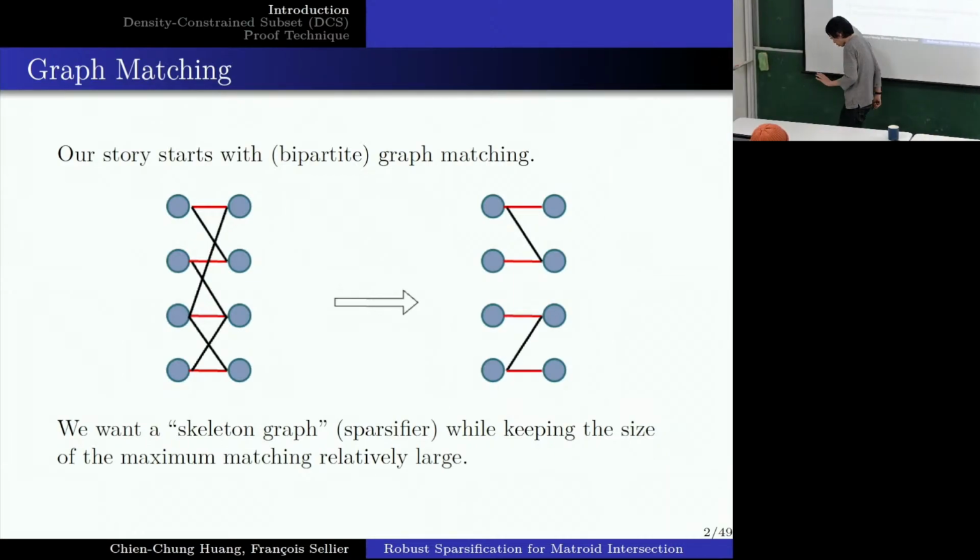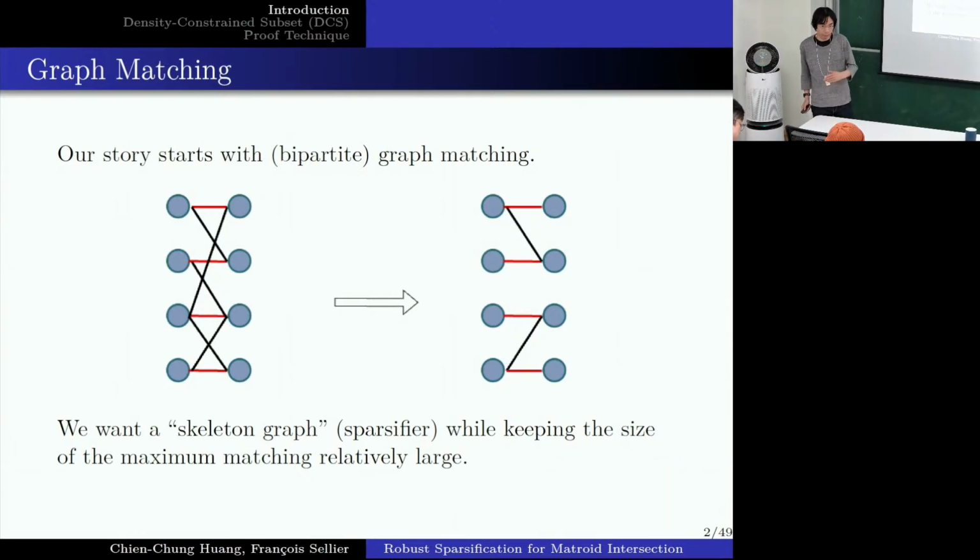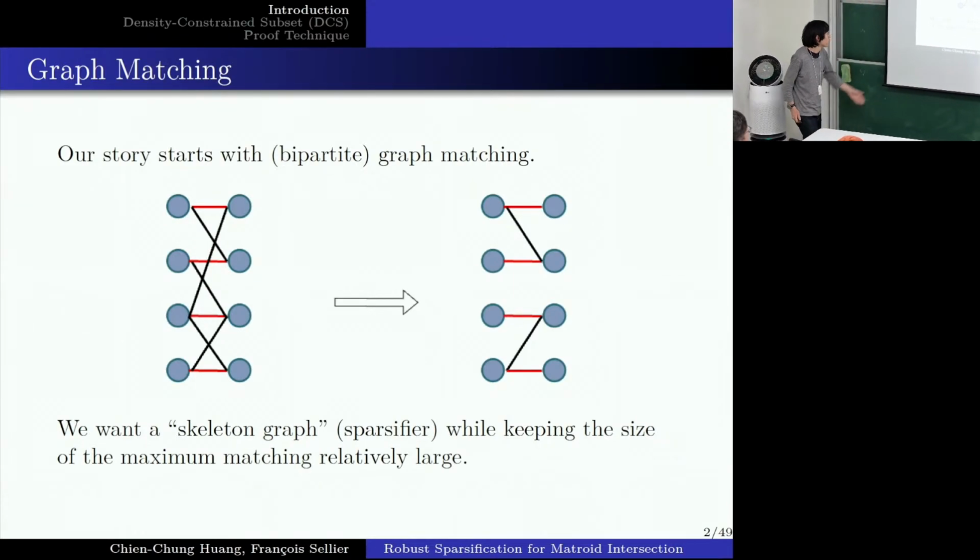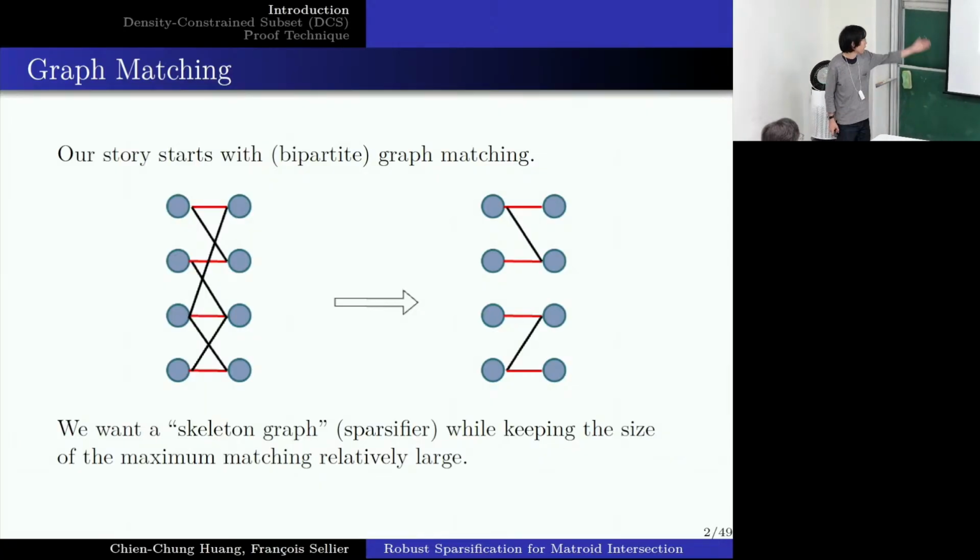In this talk I'm going to shift between graph matching and matroid intersection. So let's start with graph matching. Everyone knows the problem. I have a bipartite graph or a general graph, and I want a matching. There is something which is very in vogue, the skeleton. For some reason, I want to have a smaller graph, but I want this smaller graph to still have a large matching.